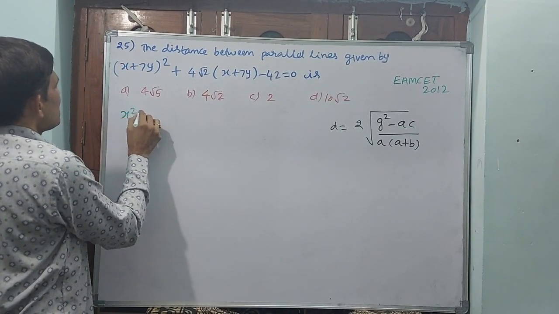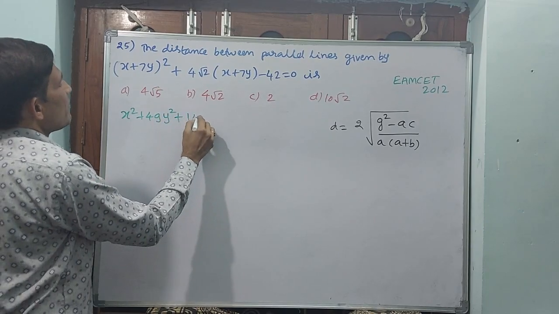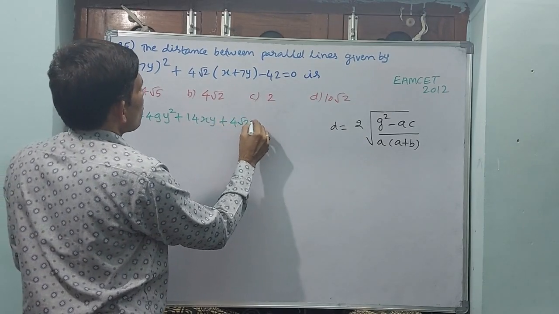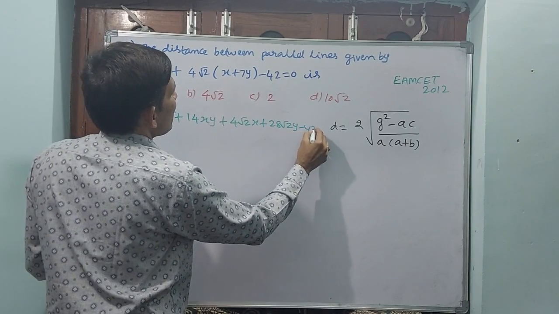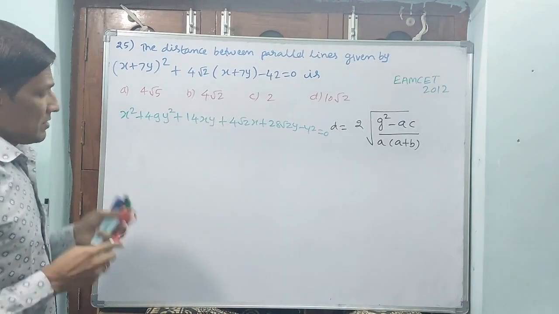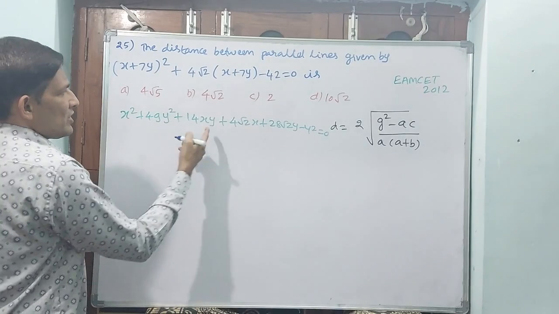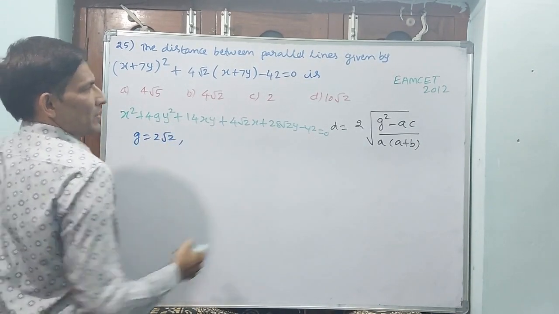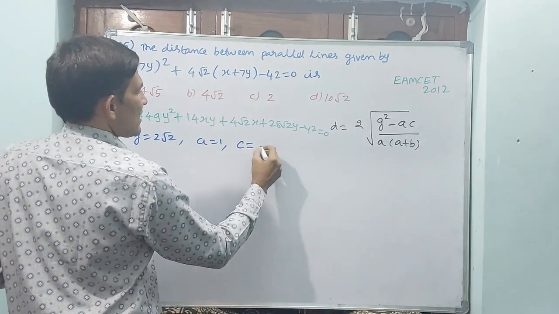x square plus 49 y square plus 14xy, that is a square plus b square plus 2ab, plus 4 root 2 x plus 28 root 2 y minus 42 equal to 0. Now first, the data that is required: g is 2 root 2, a is 1, c is minus 42.